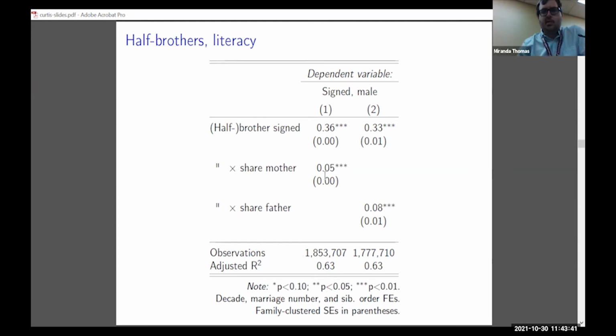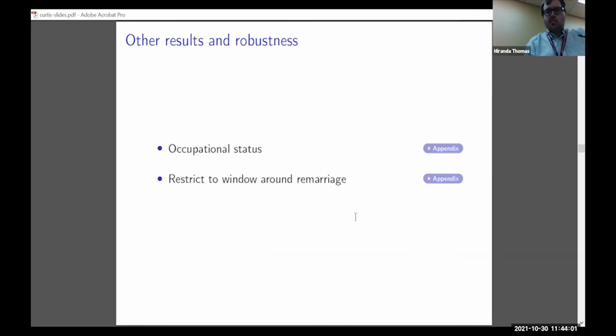Same thing for brothers. Here, it's not quite as symmetrical, but the effect of sharing both parents is stronger than the effects of only sharing one parent. So what this is hopefully showing is your mother and your father both matter independently for your outcomes as a child. And I have various robustness checks and so on here.